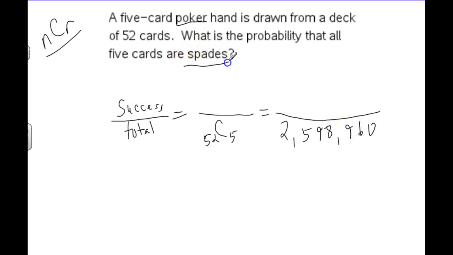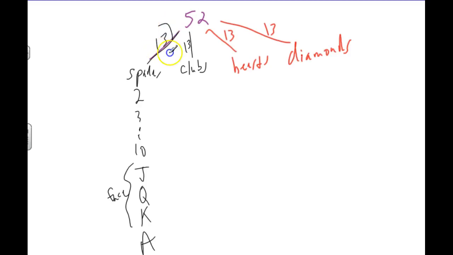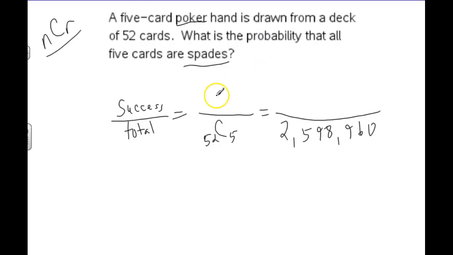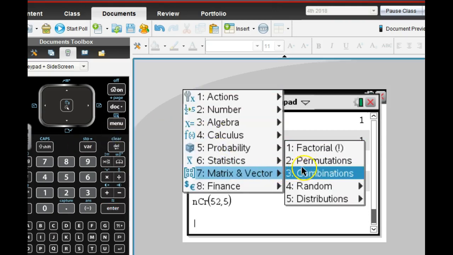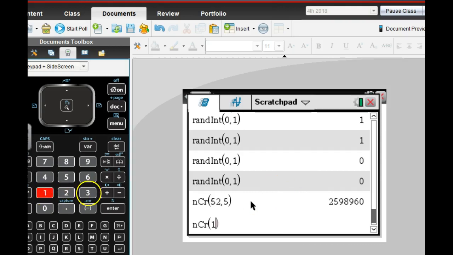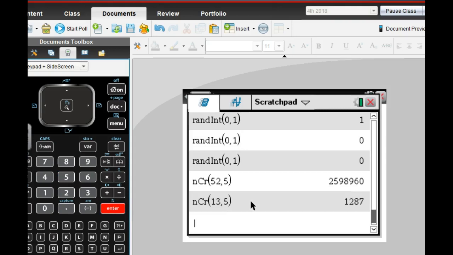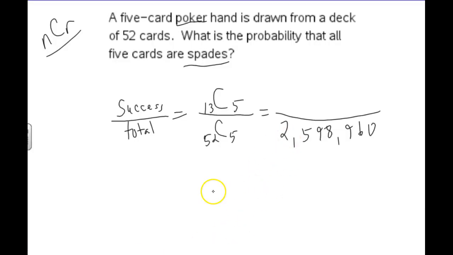But for success, we want to get all spades. Well, look back to spades. There are 13 spade cards, so we need to get all spades. With my NCR, it's going to be 13 winning cards. I don't want just one of those, I want 5 winning cards. I want 5 spades. So you get your calculator back out and type in menu, probability, combinations, 13, comma, 5. And you get 1287 here. So 1287 is the number. That's the successful outcomes. There's 1287 of them.